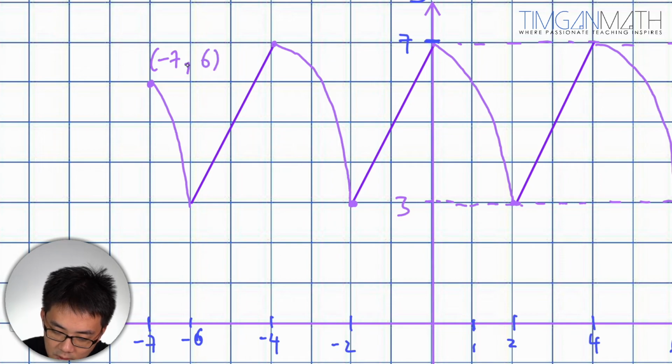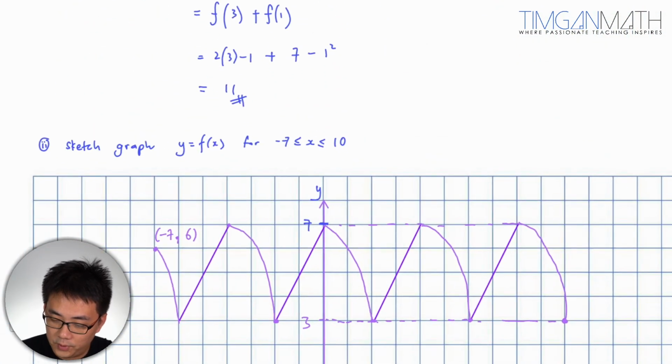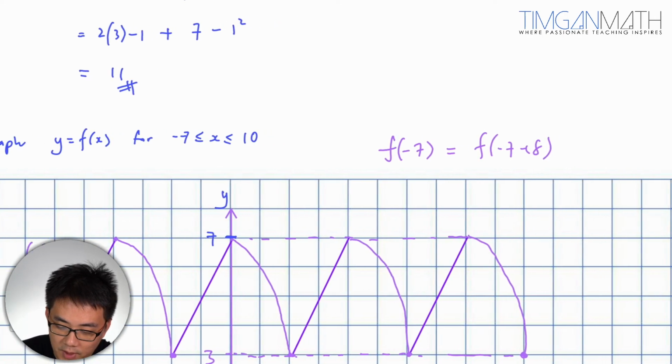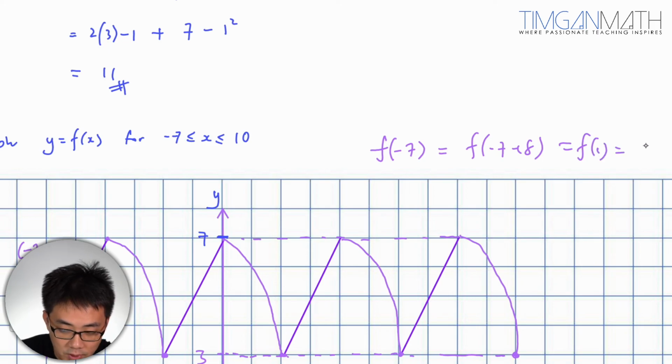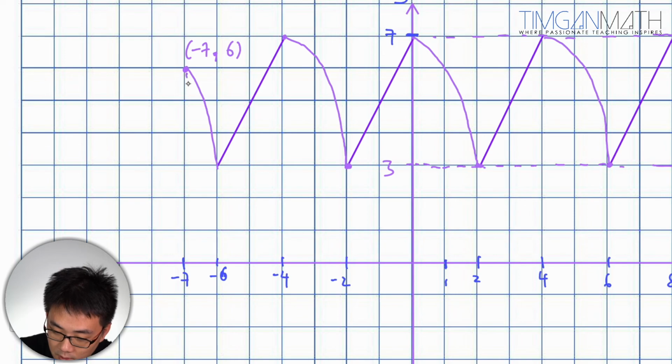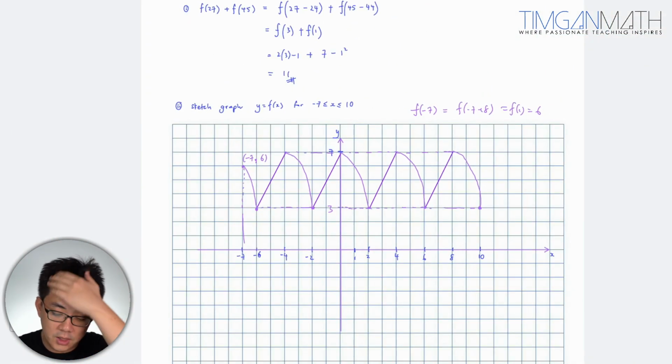At -7, 6. You can get 6 by putting f(-7). Then you keep adding 4, so a multiple of 4 will be 8. Then there will be f(1), which is actually 6. That's how you do this part here. All these bottoms are at 3 here. So that's how you sketch this curve. Any questions at all, please let us know. Keep practicing and I'll see you in the next question.